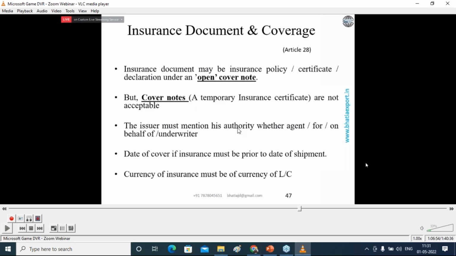The issuer must mention his authority, whether as agent or on behalf of the underwriters, and the date of the cover must also be mentioned. The currency of the insurance must be the currency of the LC. Suppose the LC is in US dollars, the insurance must also cover US dollars only.